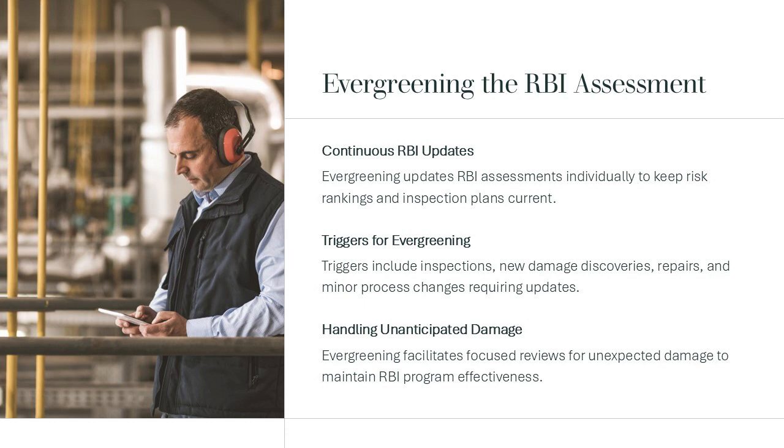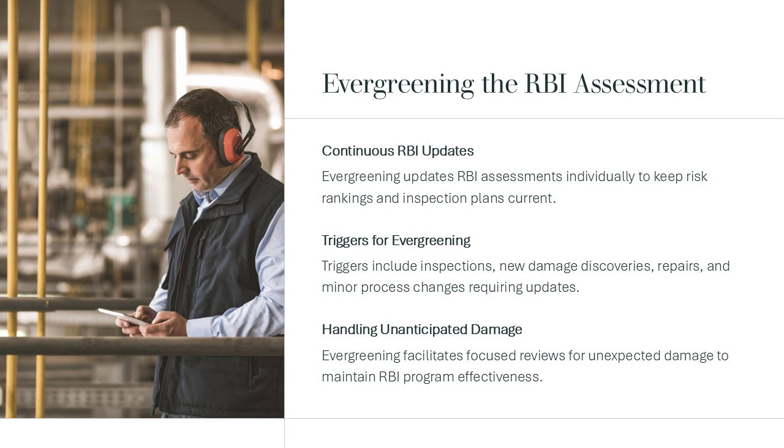Common triggers for evergreening include the completion of inspections, discovery of new damage, equipment repairs or replacements in kind, and minor process changes. For example, when an inspection reveals higher than expected corrosion rates, the RBI assessment should be updated to reflect the revised damage rate, which may lead to shorter inspection intervals or additional mitigation measures.